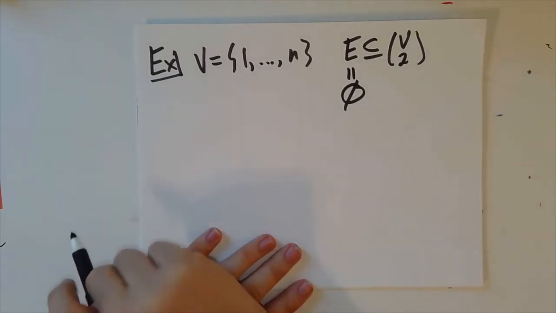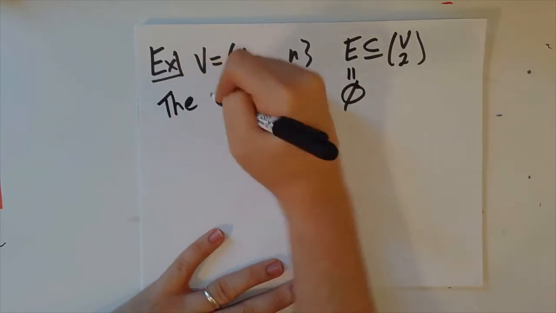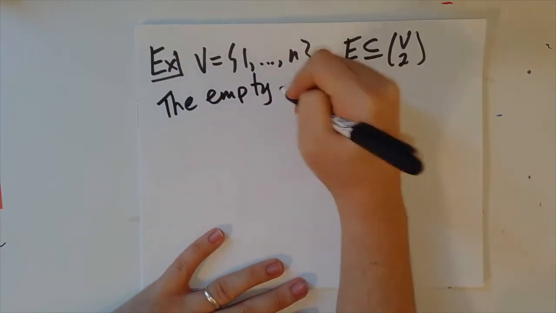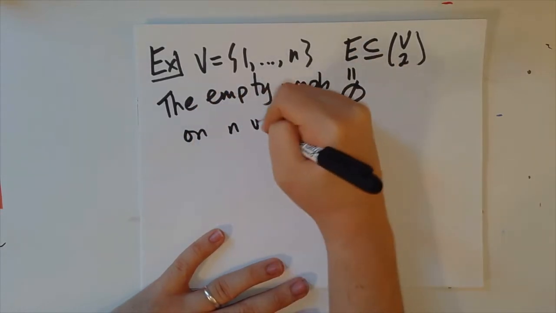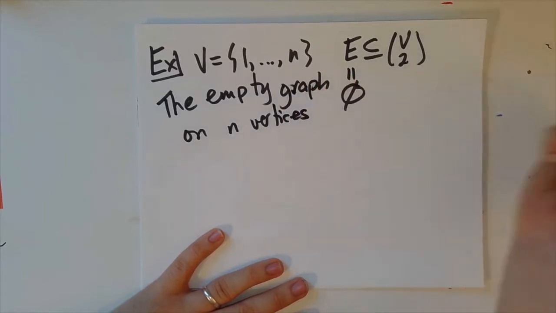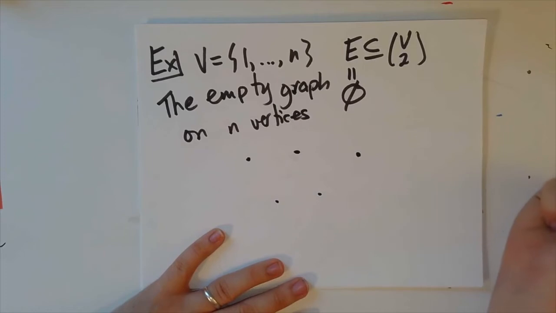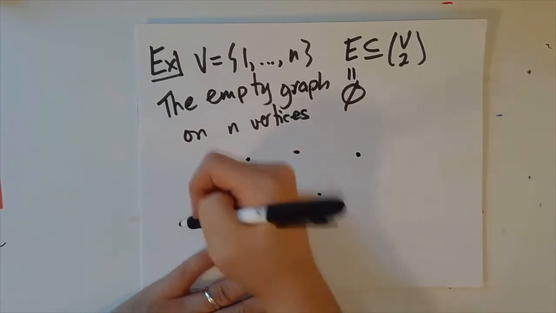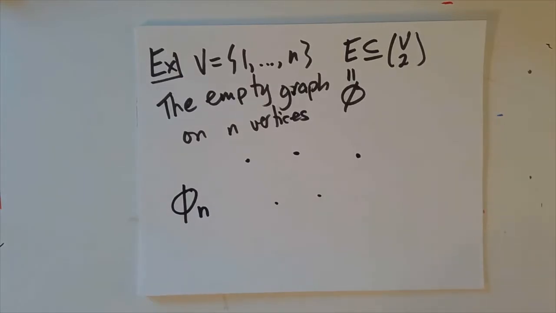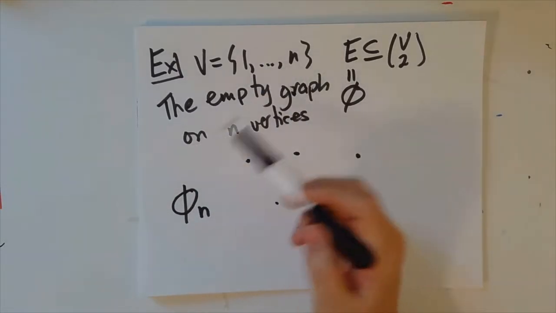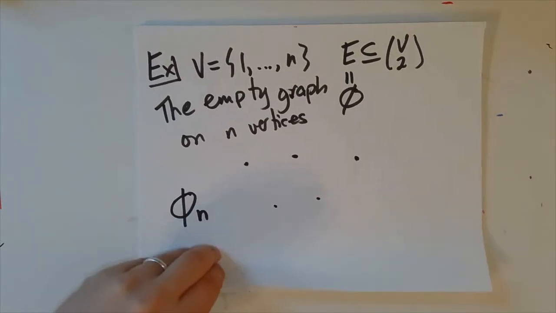If you want to picture what this graph would look like, I'll call this the empty graph on n vertices. This is just n dots floating around in space with no connections between them at all. If I want to refer to this graph in the future, I could denote this by empty set sub n. This is the empty graph on n vertices. That's not a super interesting graph.